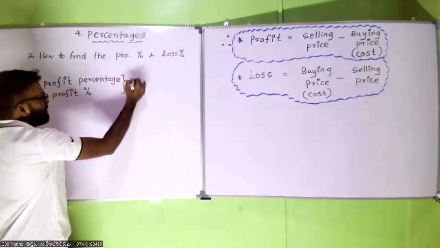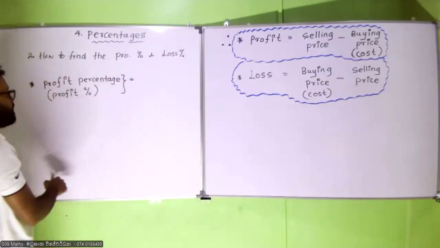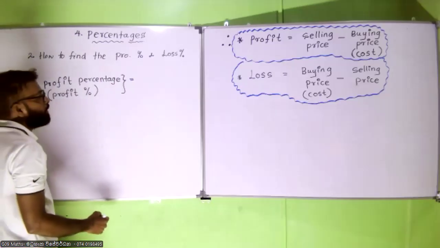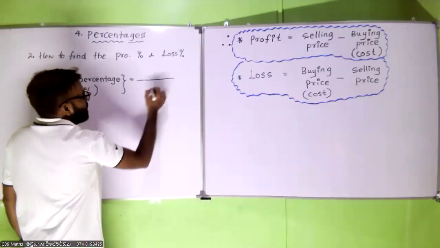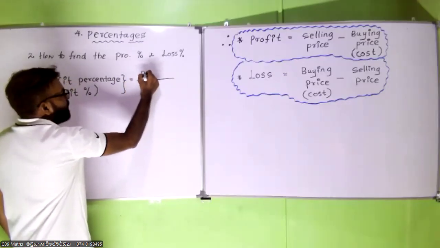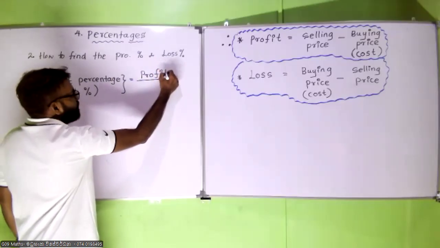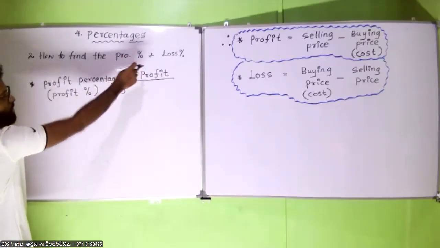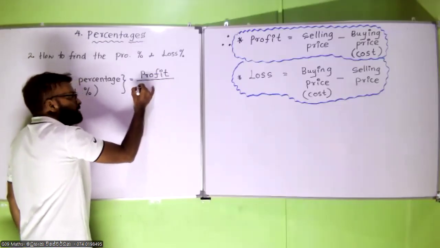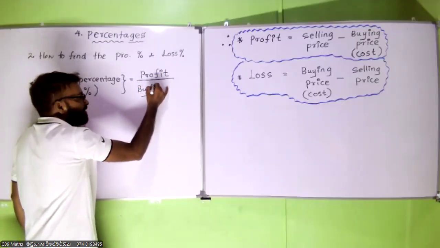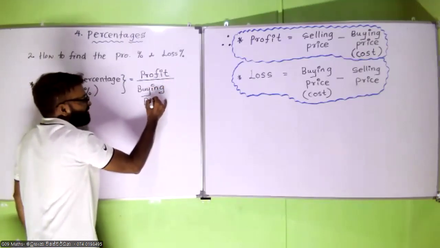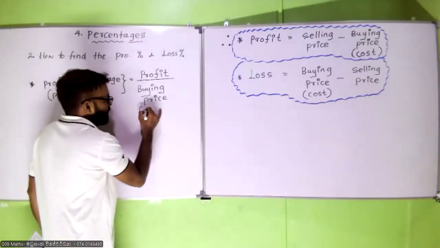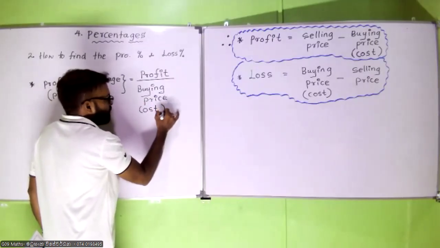So this is equal to, I will put this inside a bracket, so both ways are correct: profit percentage, or profit with the percentage symbol. When you are finding the profit percentage, in the numerator you must have the profit, and in the denominator the buying price of the item, the buying price or the cost.